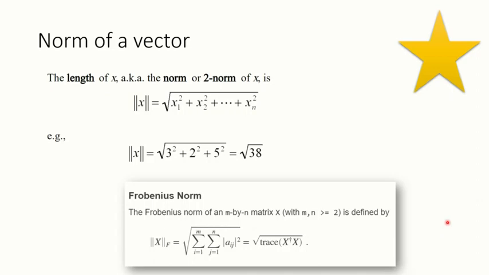Frobenius norm is the same as this so-called L2 norm, and then basically the same. So you take each element in your vector or matrix, you square it and sum it, and then take the square root. So for vectors, Frobenius norm and L2 norm are the same.